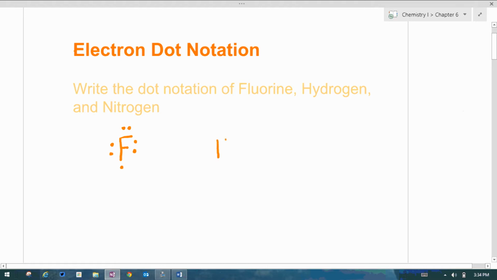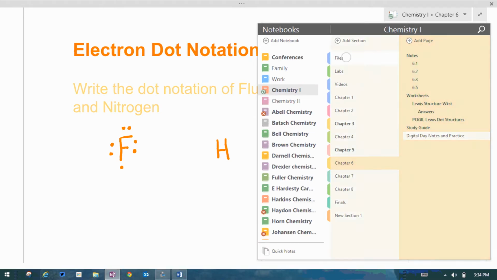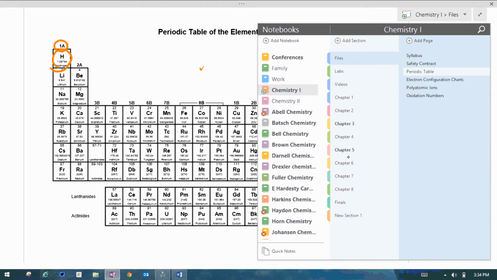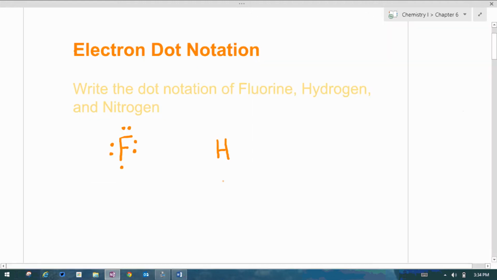The next problem is hydrogen. So our symbol for hydrogen is H. I'm going to check over here on my periodic table, and I'm going to find hydrogen, which is right here, and it is in group 1, which means it has 1 valence electron. So one side, doesn't matter where it is, has 1 dot, and you're done for that.